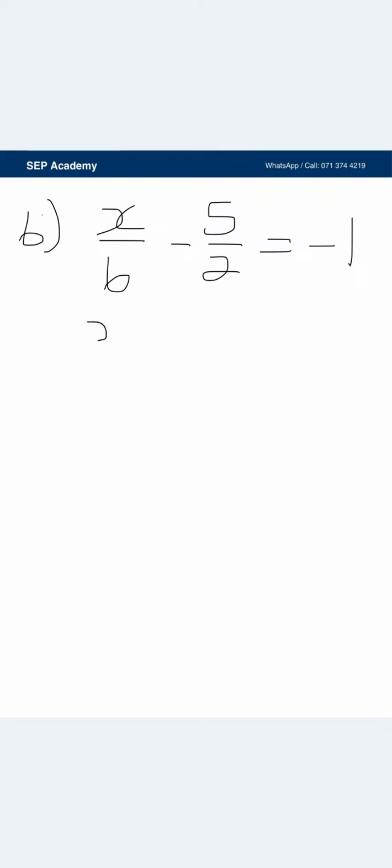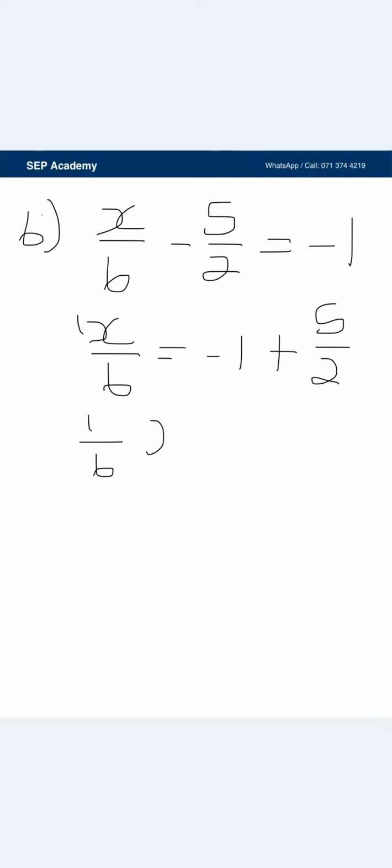Remember, the fraction that has a letter, I would rather leave it on the left hand side, and then already I'm having negative 1, which I will plus it by 5 over 2. So the 5 over 2, I'm taking it to the other side. Remember, you have invisible 1 there. That is why it would be best for me to write it as that, just so that it therefore becomes easier for me to detach it.